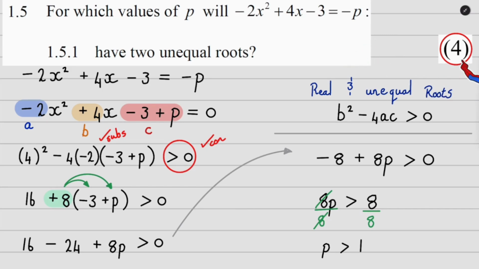So let's have a look where the 4 marks come from. We get 1 mark for the substitution into the discriminant formula, 1 mark for the condition of making the discriminant bigger than 0. The 3rd mark comes from the correct delta expression, and the 4th mark comes from the correct final answer.